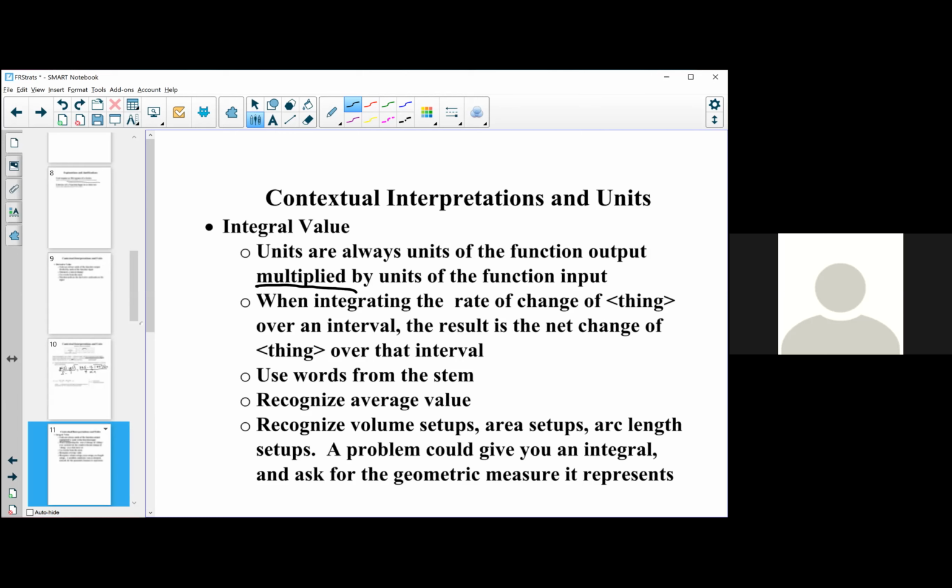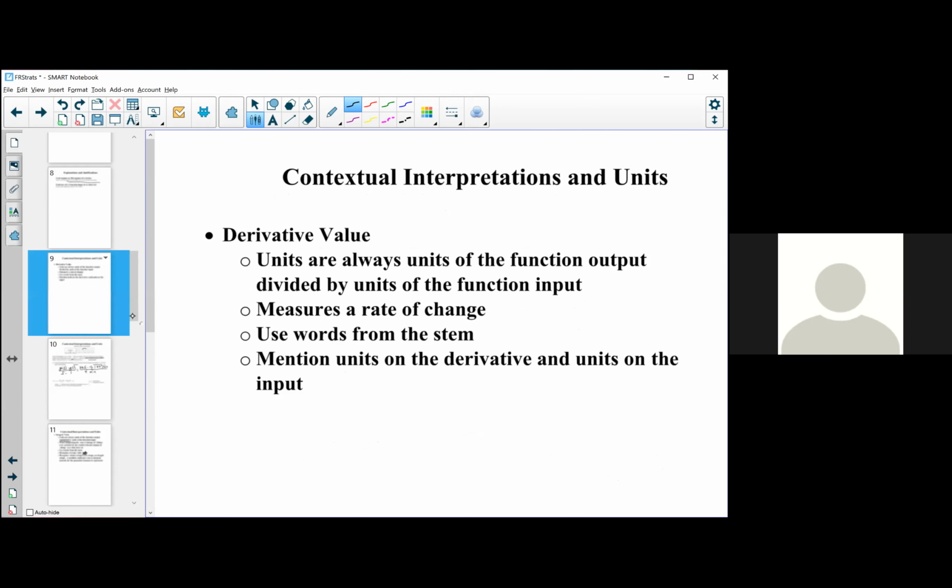Make sure you know how to recognize average value as an integral. There have been problems in the past where you had something like 1/8 times the integral from 2 to 10 of some function, and that would be the average value of that function over the interval from 2 to 10. Recognizing volume, area, and arc length setups is an important thing to do. I made sure I had all of those laid out right in front of me in my notes as I was getting ready for the exam.